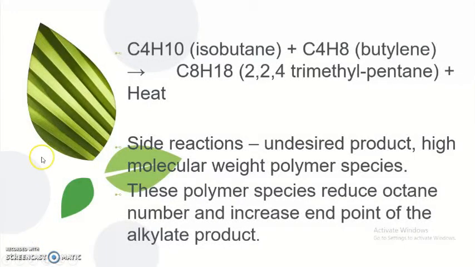So this is the equation of reaction. This is the paraffin isobutane mixed with butylene in the presence of catalyst sulfuric acid, and the product is trimethylpentane plus heat. In this reaction there is also a side reaction that produces high molecular weight polymer species. This polymer species reduces the octane number and increases the endpoint of the alkylate product.